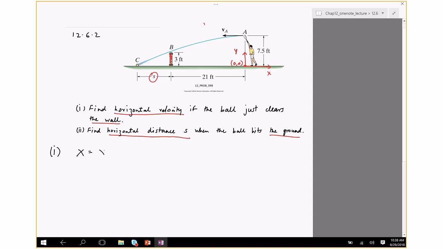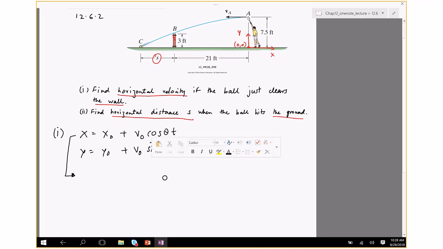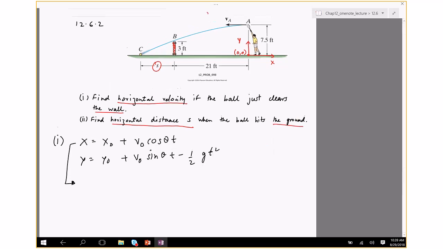x equals x0 plus v0 cosine theta t, and y equals y0 plus v0 sine theta t minus half g t squared. Let's take the first expression and try to sub in the values for x, x0, and so on. Before you start doing that, choose a coordinate frame. In this case, I chose the coordinate frame to be the one shown there. X is to the right and it's fixed at the base.